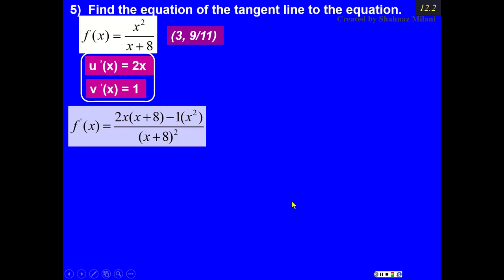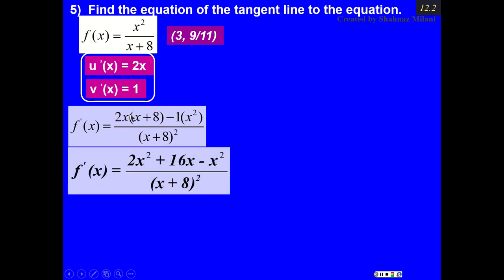You look for the GCF. This problem is a simple problem. By looking at it, you can say your GCF is the x, or if you just distribute the 2x inside the parentheses, it doesn't matter. In my PowerPoint, I distribute the 2x by the x, which is 2x to exponent 2, 2x times 8, 16x, minus 1 times x, which is x to exponent 2, over the denominator to the exponent 2.